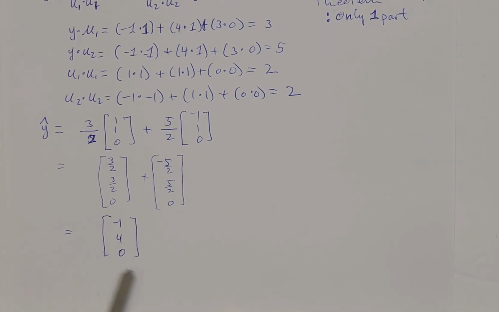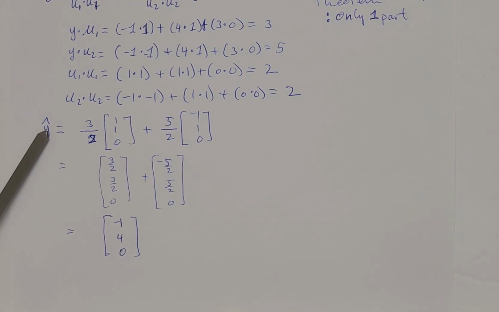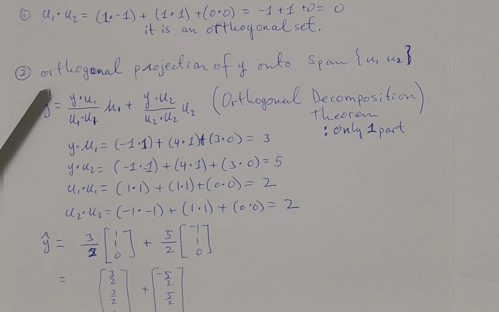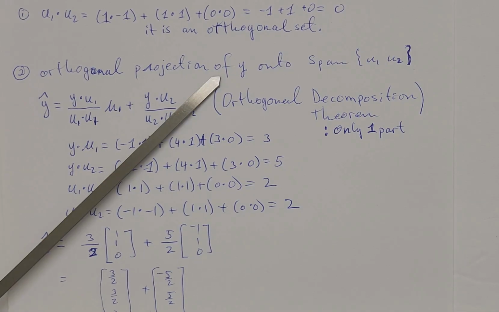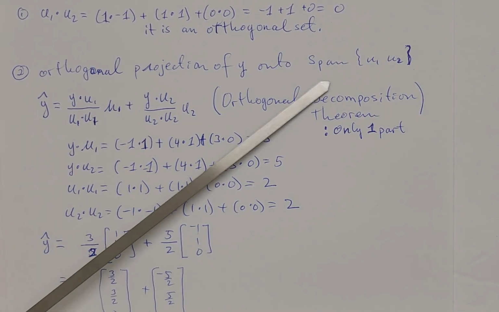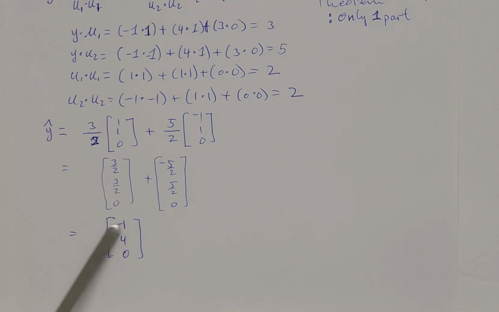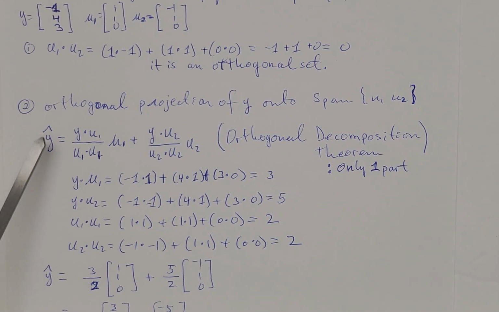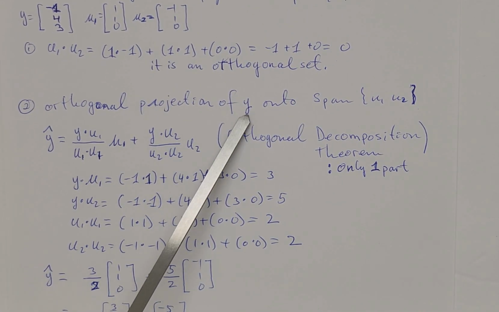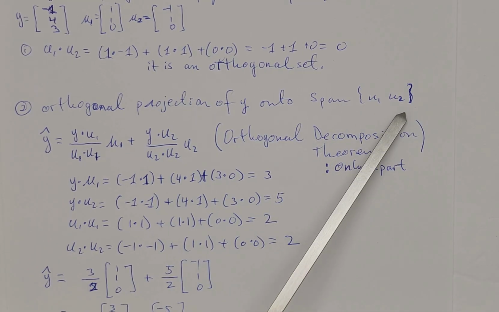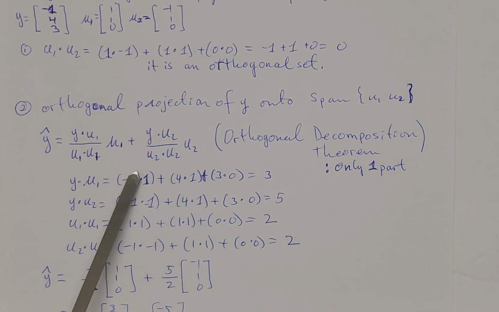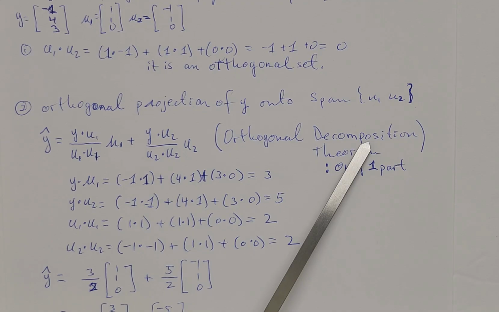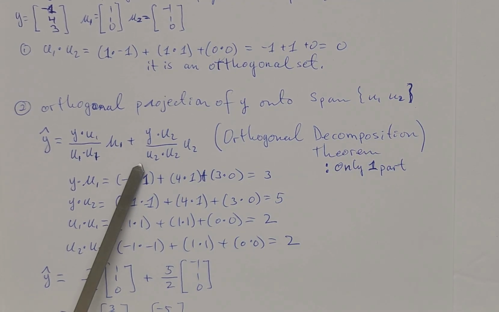Again, this answer right here is written as Y hat. So Y hat is the orthogonal projection of y onto span u1 and u2. One more time, this is the answer that belongs to y hat, and y hat is the orthogonal projection of y onto span u1, u2. This formula is called orthogonal decomposition, and this is only part one. There's another part to this.